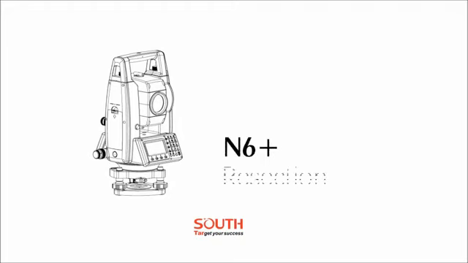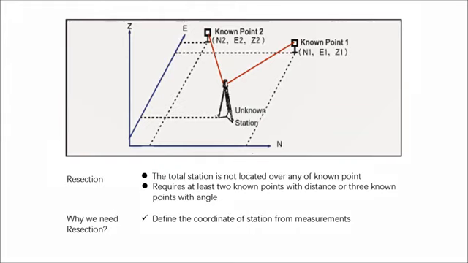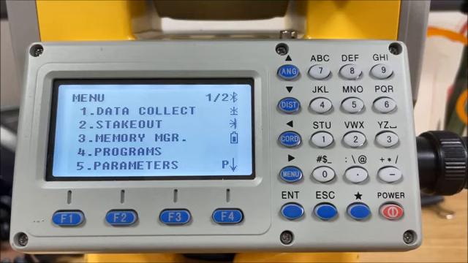This video will give an overview of how to set up an N6 plus total station using the resection method. When the total station is not located over any known point, resection helps to define the coordinates of the station from measurements. It requires at least 2 backsight points with distance measurement or 3 backsight points with angle measurement.